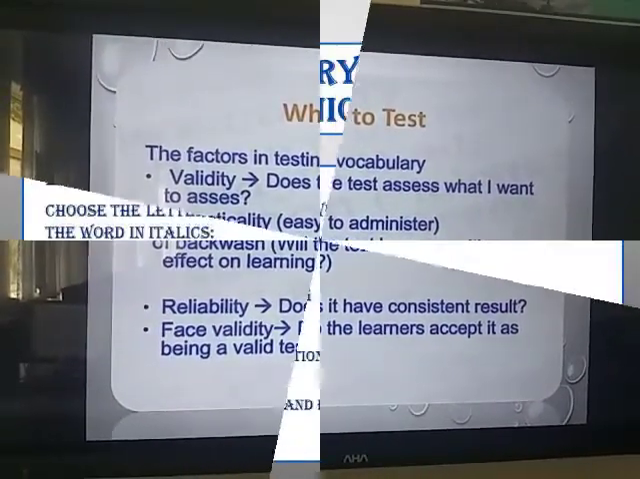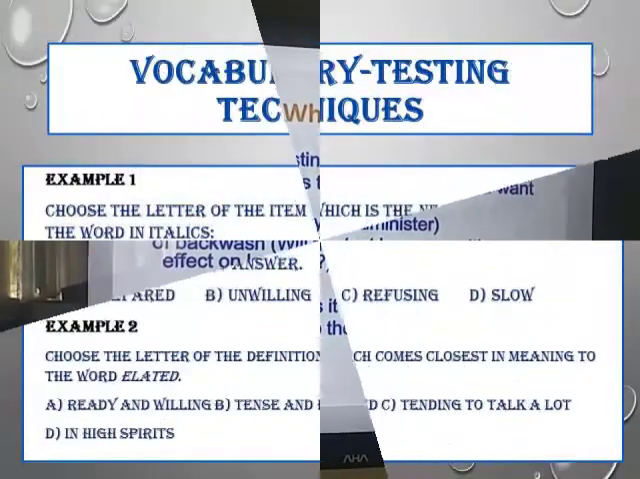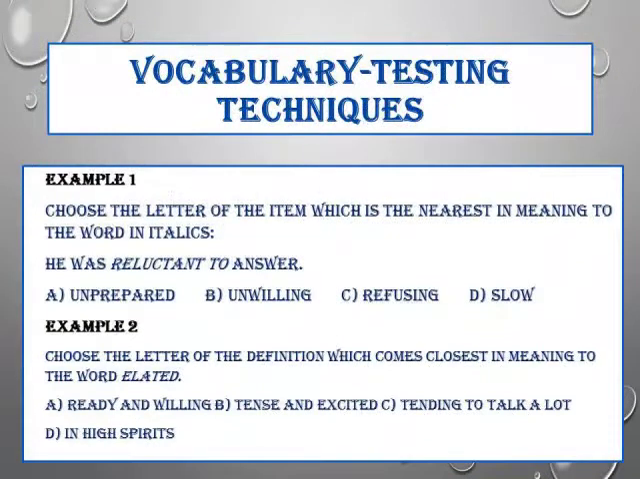Now let's see and discuss some vocabulary testing techniques. Now look at examples. Choose the letter of the item which is the nearest in meaning to the word in italics. He was reluctant to answer.